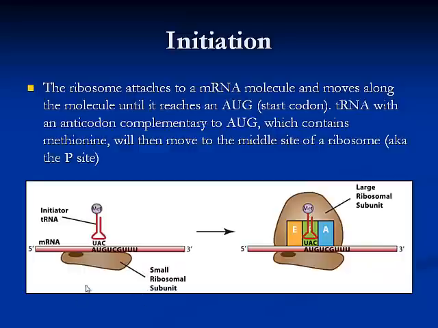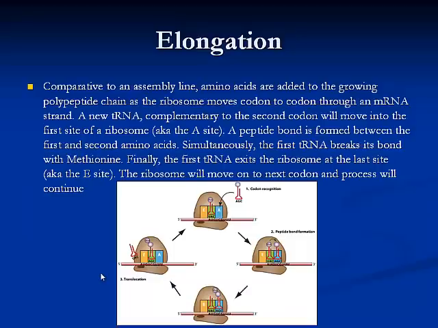First we have initiation. The ribosome attaches to an mRNA molecule and moves along the molecule until it reaches an AUG, as you can see in that left side picture. A tRNA with an anticodon complementary to AUG, which contains methionine, will then move to the middle site of a ribosome, also known as the P site. It will then complementary base pair to that, and we are ready to move on to the next step.